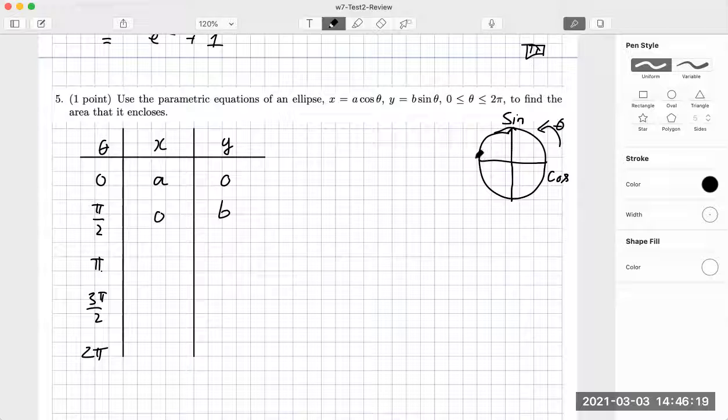At pi, cosine of pi will be -1. -1 times a will be -a. And sine of pi will be 0. At 3 pi over 2, cosine will be 0, which means x is 0. And y will be sine of 3 pi over 2, which is -1. And -1 times b gives us -b. At 2 pi, cosine is equal to 1, so it will go back to a, and sine will be 0.